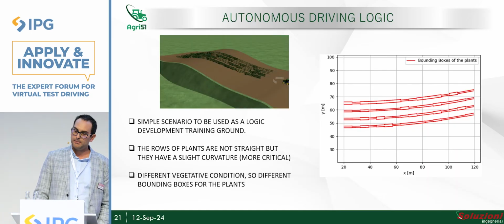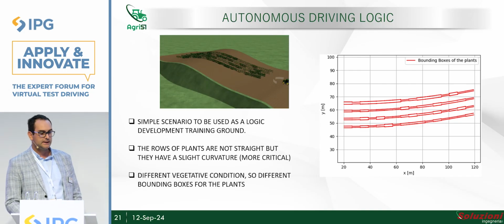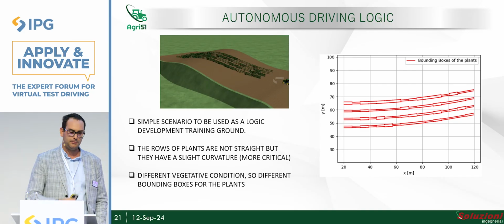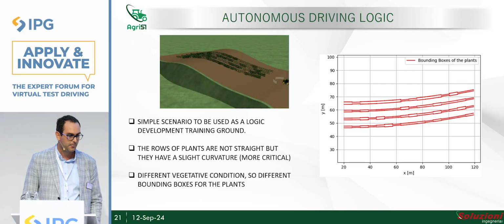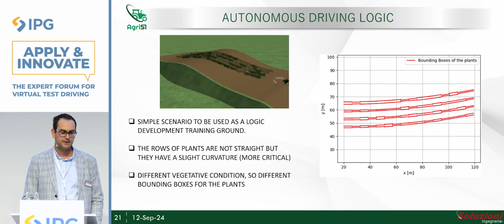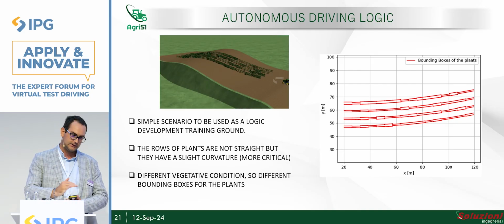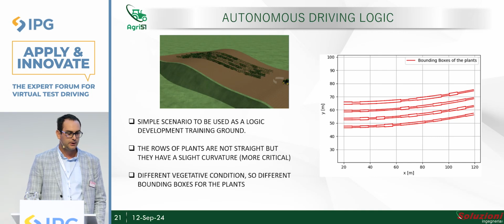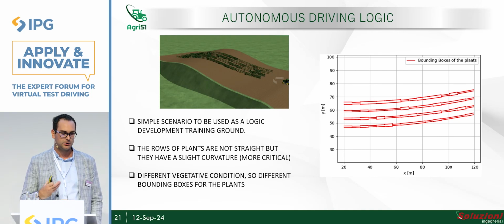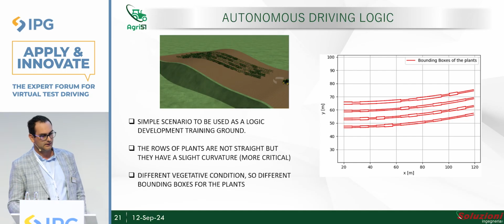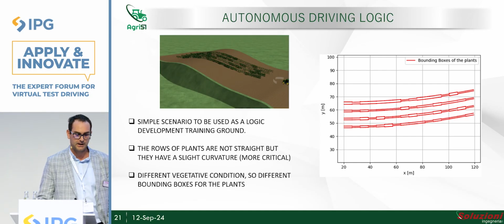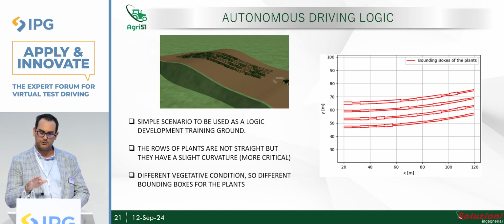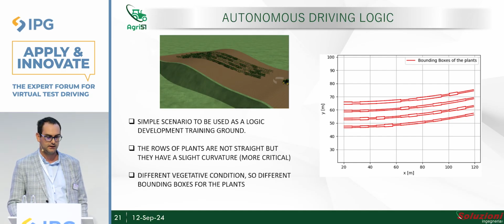So let's start from the methodology. We consider a simple scenario, not the big vineyard of before, but a simpler scenario to be used as a logic development testing ground. The rows of plants are not straight, but have a slight curvature to face a more critical situation. And we have different vegetative conditions, so different bounding boxes of the plants. On the right graph, you can see a bird's eye view of the bounding box of the vineyard that we built.